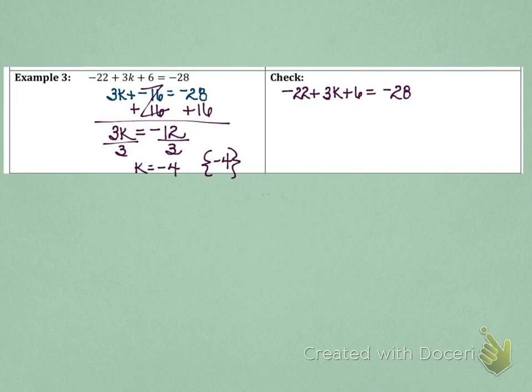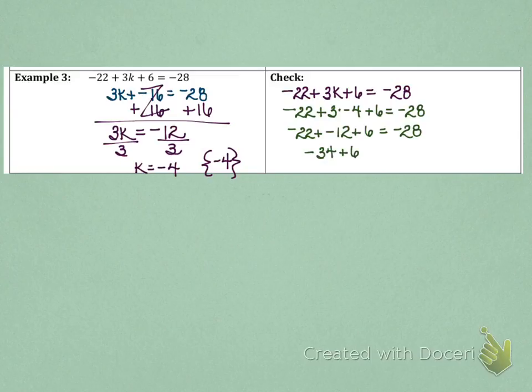Got my first line of my check here, the original problem, negative 22 plus 3k plus 6 equal to negative 28. I'm going to do my plug-in line where I plug in what we got for k. So I've got negative 22 plus 3 times negative 4 plus 6. Doing my multiplication first, I've got negative 22 plus negative 12 plus 6. And adding left to right, this gives me negative 34 plus 6. And that gives me negative 28 equals negative 28.